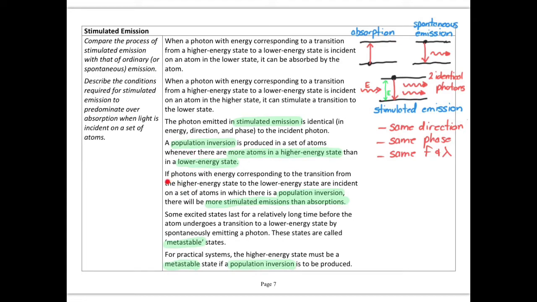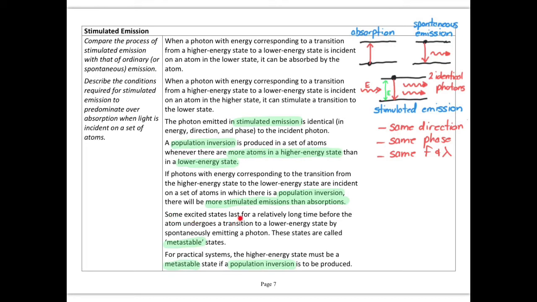So I think this is just repeating what I just said. If photons with energy corresponding to the transition from the higher energy state to the lower energy state are incident on a set of atoms in which there is a population inversion, there will be more stimulated emissions than absorptions. So if we've got more like this in an excited state than like this in the lower energy state, there'll be more stimulated emissions than absorptions.